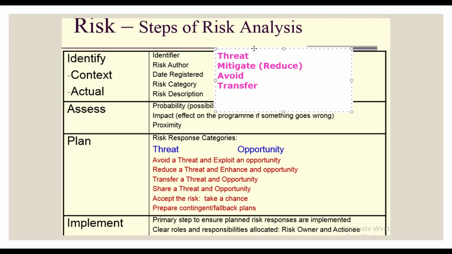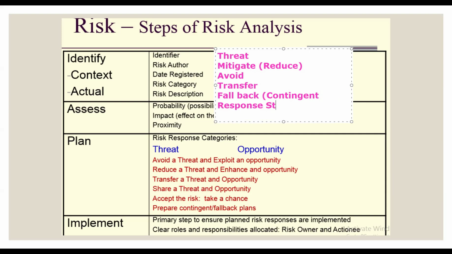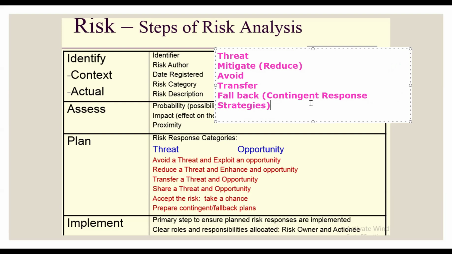What is the next way? We have done mitigate, avoid, transfer. Then there is something called fallback. Fallback means contingent response strategy. When I say fallback, it means if plan A fails, plan B. Have you done business continuity plans? Is your business continuity plan a plan B or not?